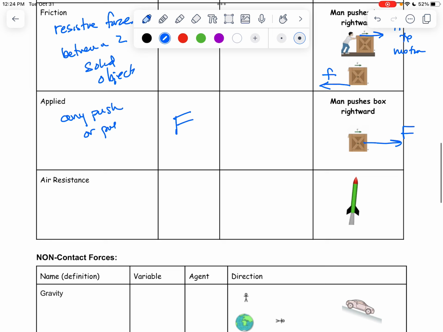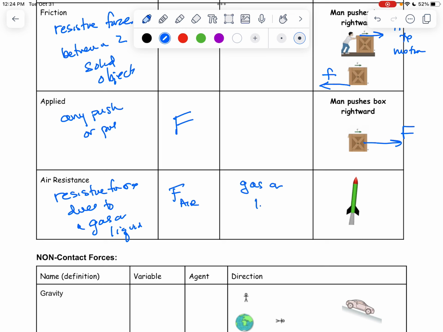Air resistance or drag, this is also a resistive force, but it's due to a gas or liquid. And we'll call it just kind of the force of the air. The agent in this case is going to be the gas or liquid. And again, it's going to resist motion. So if my rocket is moving this way, this is the motion, the drag force or the air resistance force would be opposite.